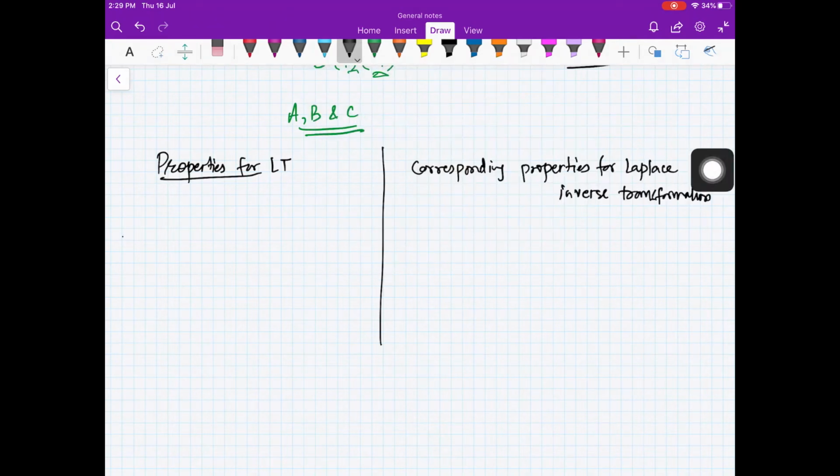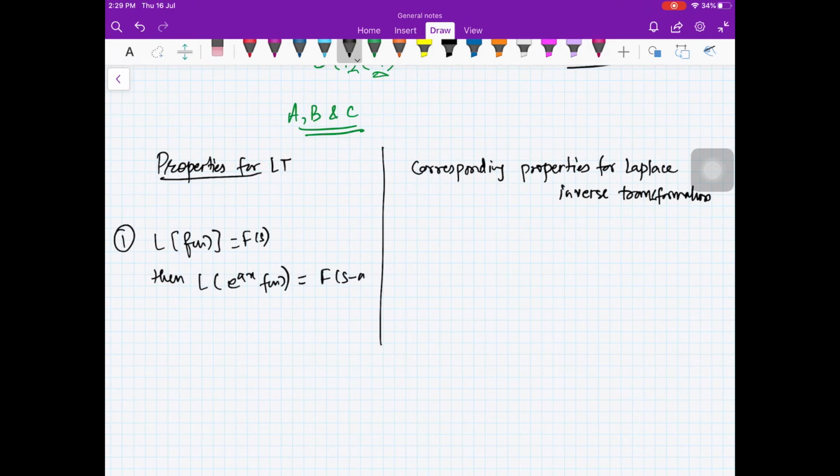So you see, the first property was the first shifting: if L of f of x is equal to f of s, then L of e raised to power ax f of x was f of s minus a. So this was the first property. Correspondingly you will have a property here: if L inverse of f of s is f of x, then if you replace s with s minus a, that will be e raised to power ax f of x. So this is the corresponding property here.